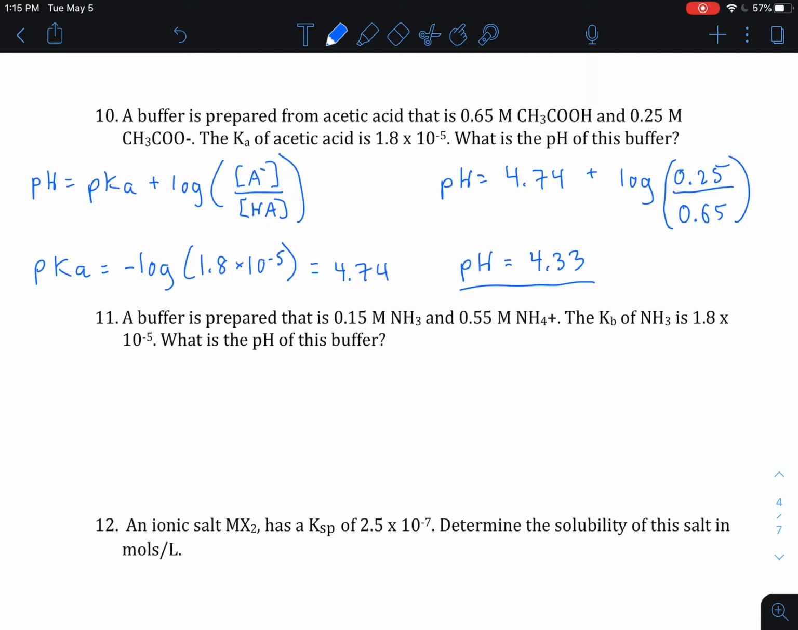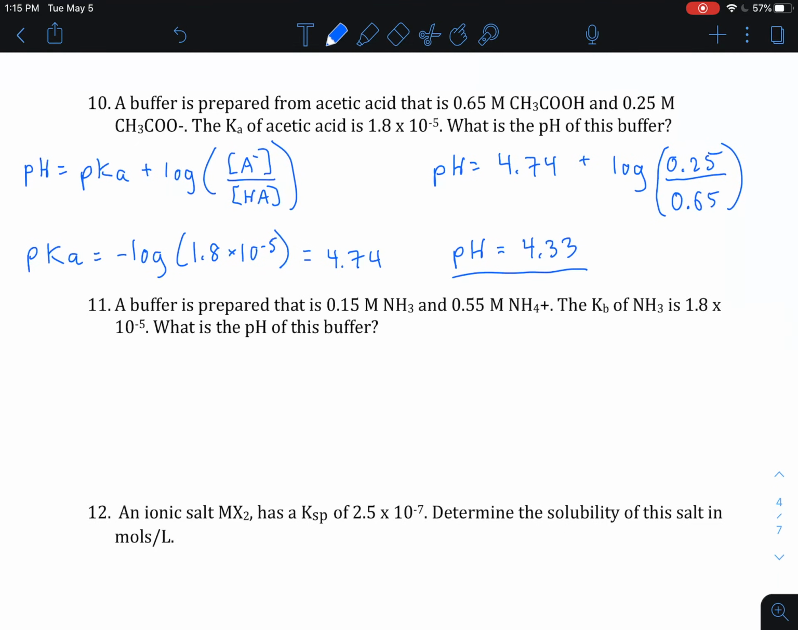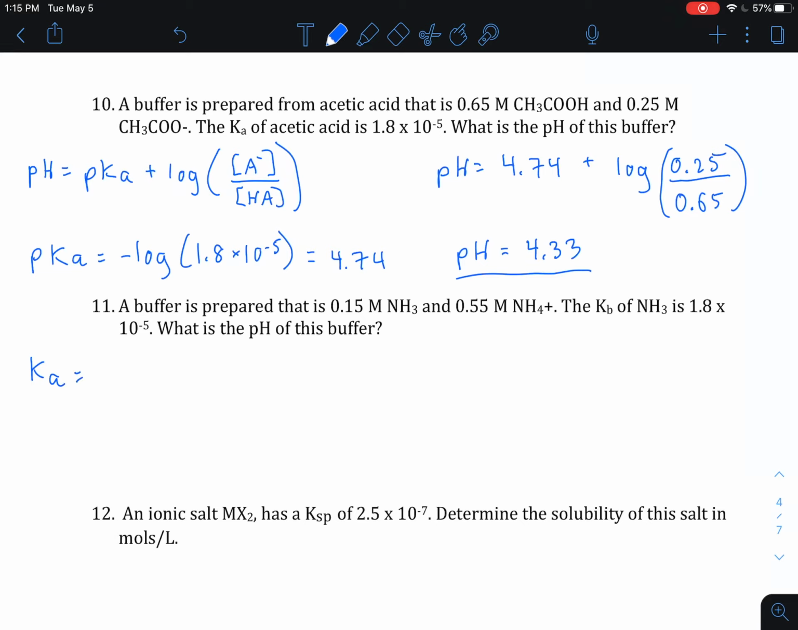The next one is almost the same, except it's telling me about the Kb value, and it's ammonia and ammonium. So I'm going to need to change the Kb to Ka, then get the pKa value, and then I can figure this one out. So Ka equals 1 times 10 to the negative 14 over Kb, which is 1.8 times 10 to the negative 5. So for this, I get a Ka value of 5.6 times 10 to the negative 10.